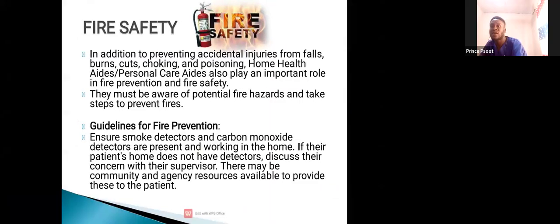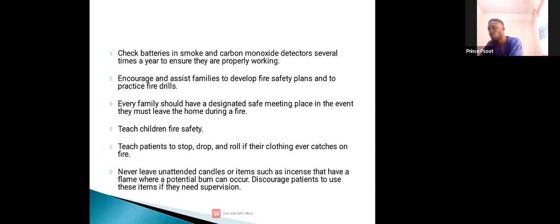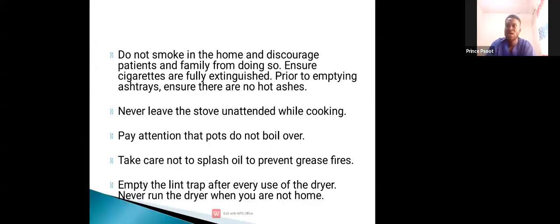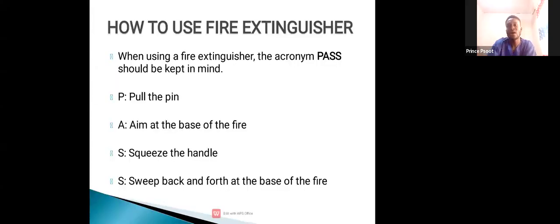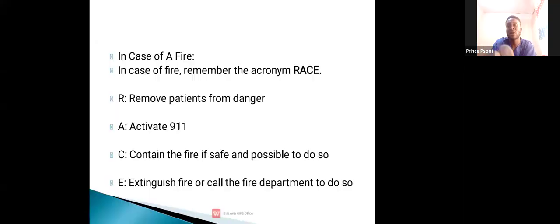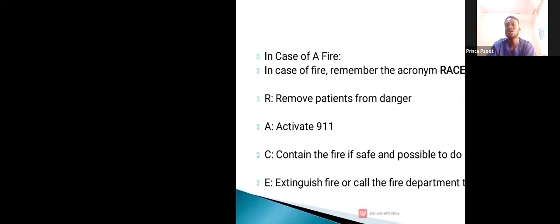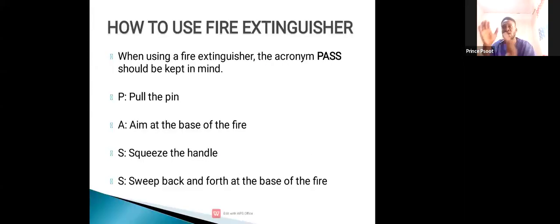Then we mentioned fire safety. And as a means of preventing injury, we talked about how to use the fire extinguisher and what to do in case of a fire. When we were talking about how to use the fire extinguisher, we made the acronym PASS, which means to pull the pin, aim for the base of the fire, squeeze the handle, and sweep back and forth at the base of the fire.